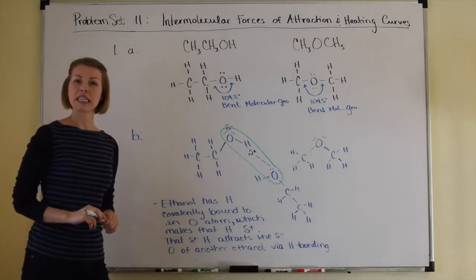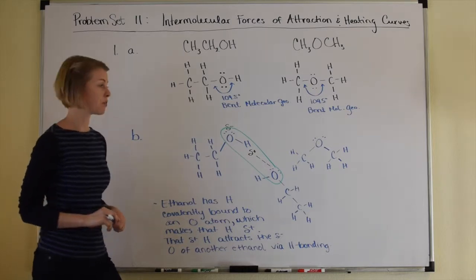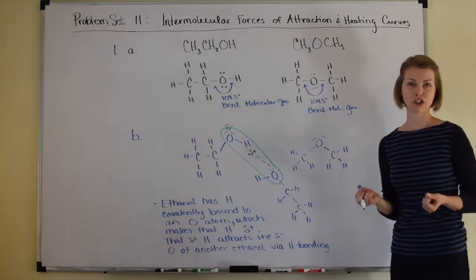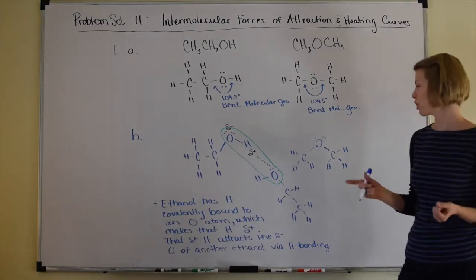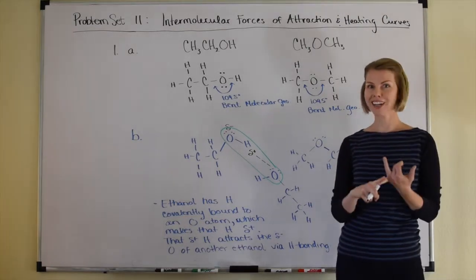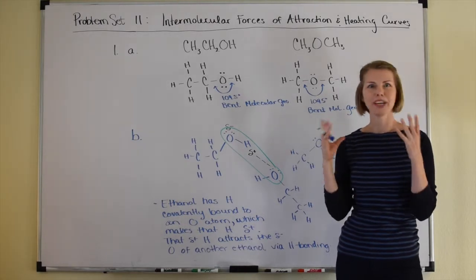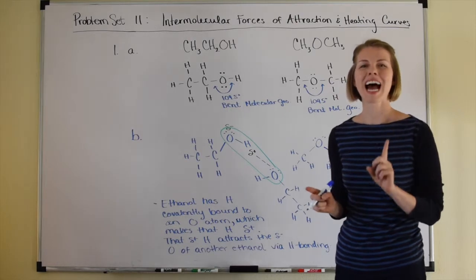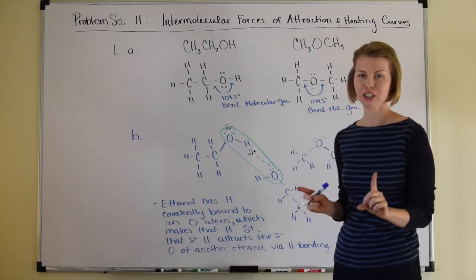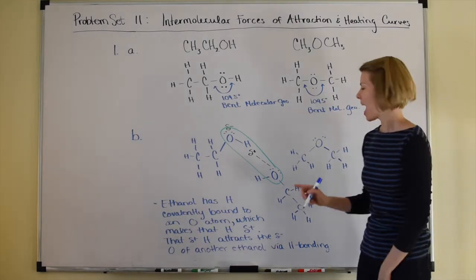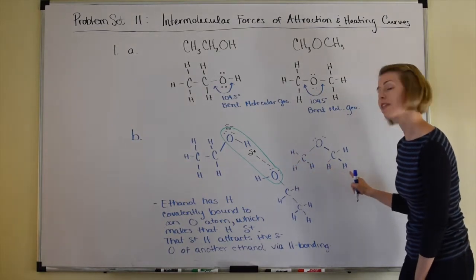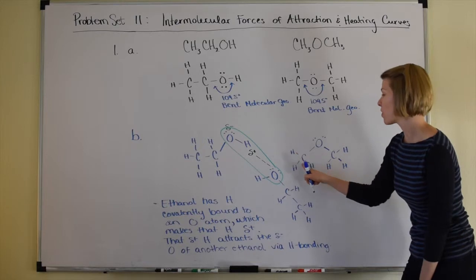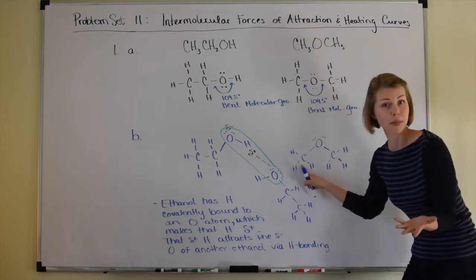Let's take a look at the dimethyl ether and see if we can figure out why it is incapable of hydrogen bonding. Because a lot of students are going to look at this and they're going to say, I see hydrogen, I see oxygen. It should be able to hydrogen bond, right? Remember, the hydrogen has to be covalently bound to the oxygen. And in this case, none of the hydrogen are. We've got 6 hydrogen here, but they are all covalently bound to just carbon.